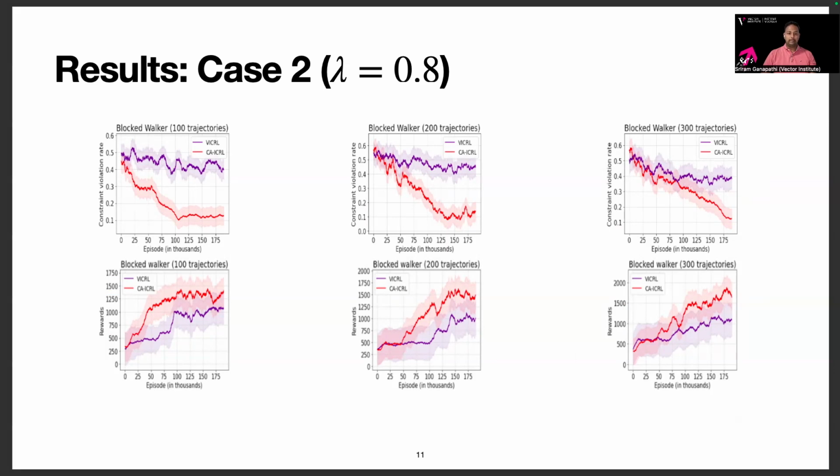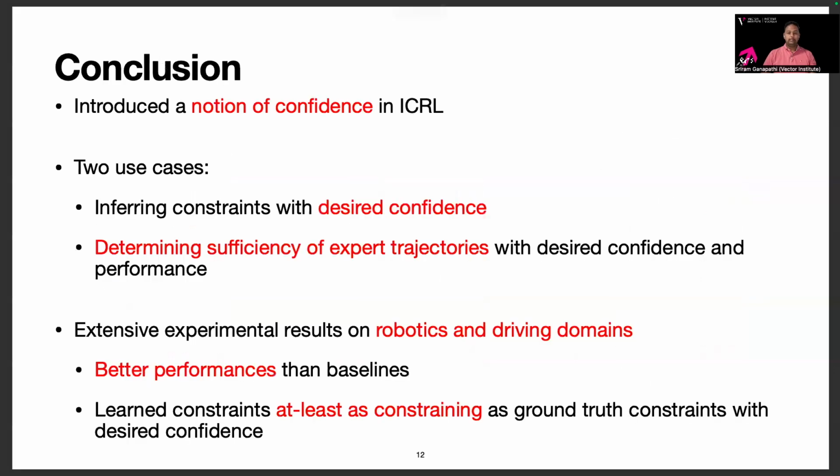To conclude, in this paper, we provide an algorithm called CAICRL that introduces a notion of confidence in ICRL. We consider two use cases where CAICRL is used to infer constraints with a desired confidence, and the second use case corresponds to determining the sufficiency of expert trajectories based on the desired confidence and performance requirements. We provided extensive experiments that showcase the advantages of CAICRL as compared to state-of-the-art baselines in robotics and driving domains.